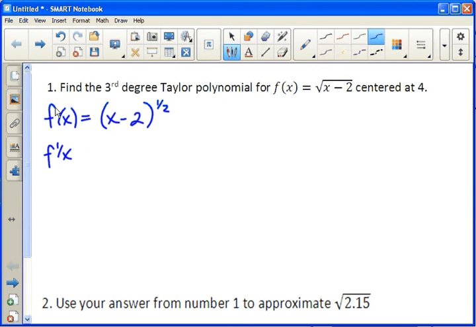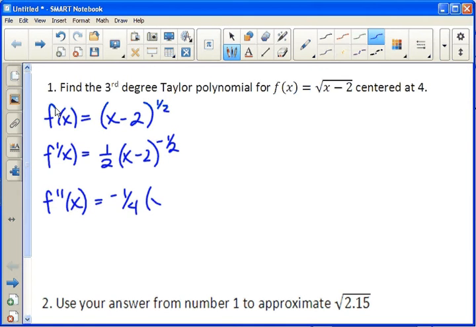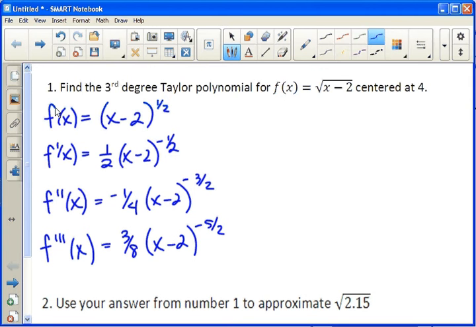The first derivative will give me 1/2 (x minus 2) to the negative 1/2. The second derivative will give me negative 1/4 (x minus 2) to the negative 3/2. And the third derivative gives me 3/8 (x minus 2) to the negative 5/2. And we're centered at 4, so our next step is to plug in 4.